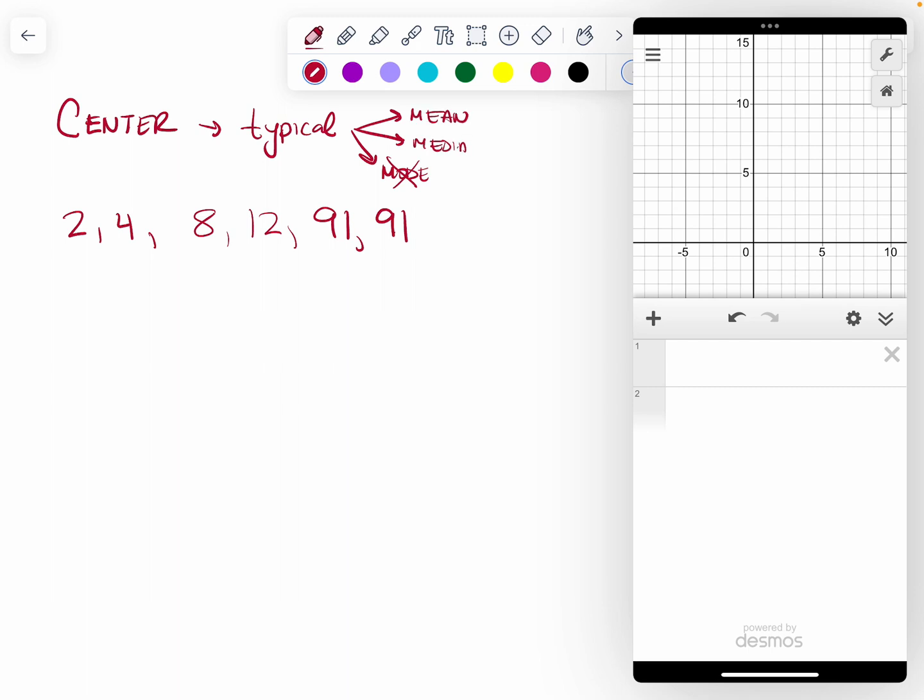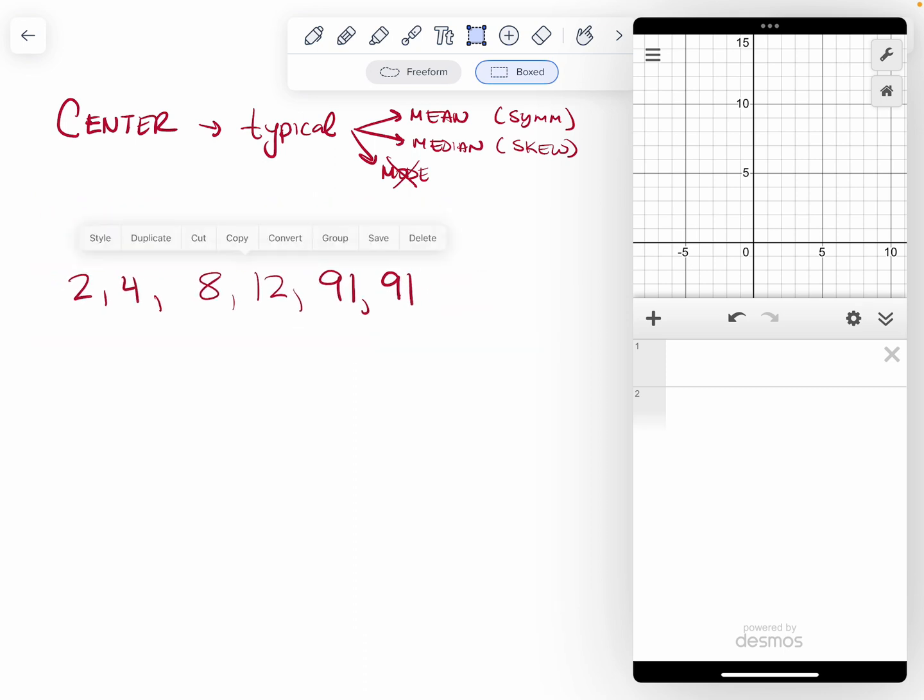How do I know which one to use? It depends on the shape. So if your data is skewed, you're going to use the median. If your data is symmetric, you're going to use the mean, the average. So let's talk about this. Is this data skewed or symmetric? I have no idea, so let's just calculate both and see what happens.